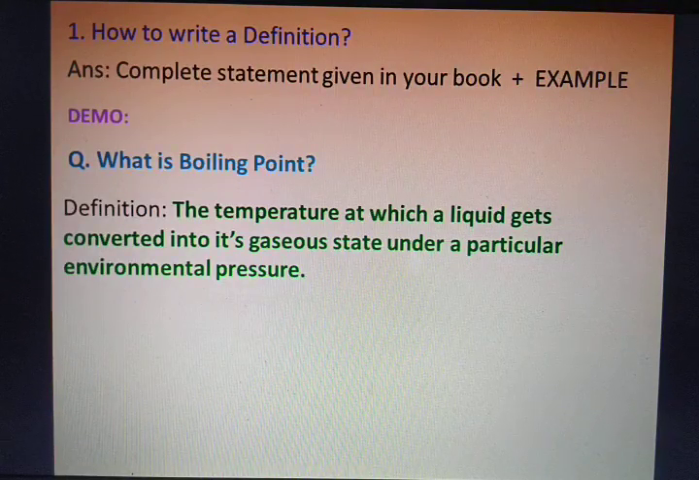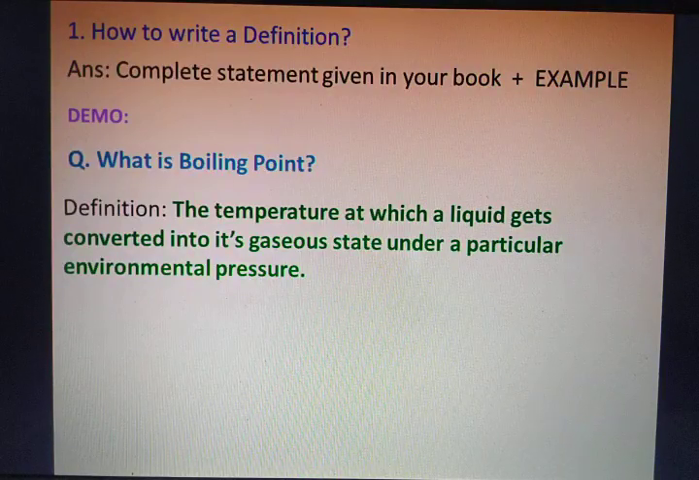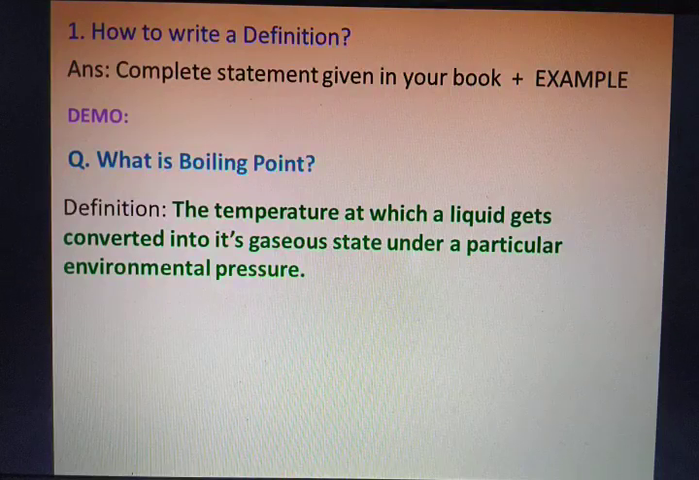So the temperature at which a liquid gets converted into its gaseous state under a particular environmental pressure is called its boiling point. We know that boiling point changes by the application of pressure. Since boiling point is dependent on pressure, that is the environmental or surrounding pressure, mentioning this word environmental pressure is very, very important.